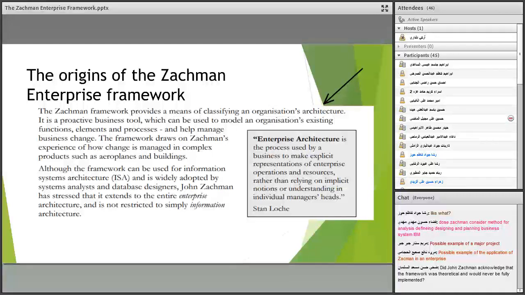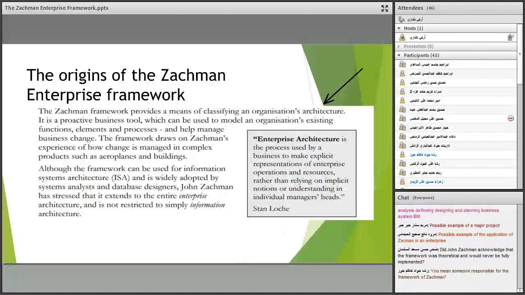You see, the experience that brought this idea to Zachman's mind is the experience of how complex products like airplanes and buildings can be managed within change, how they can be managed when change happens. So this idea was brought to Zachman's mind by complex products like airplanes and buildings.